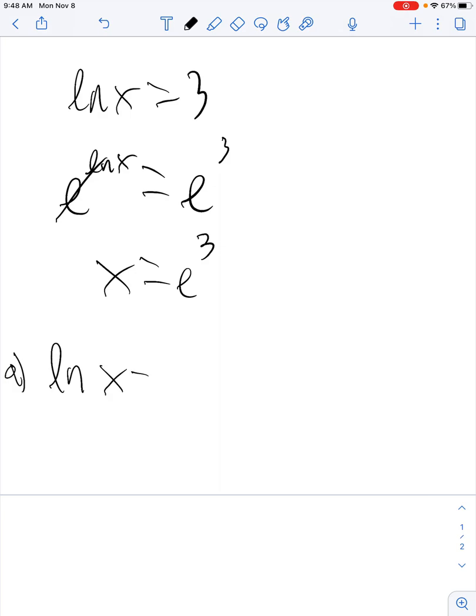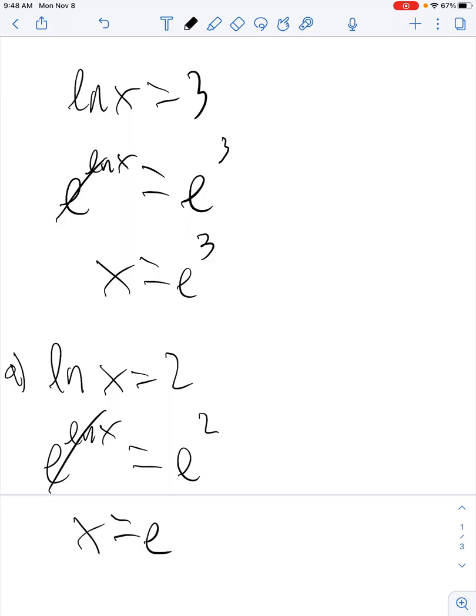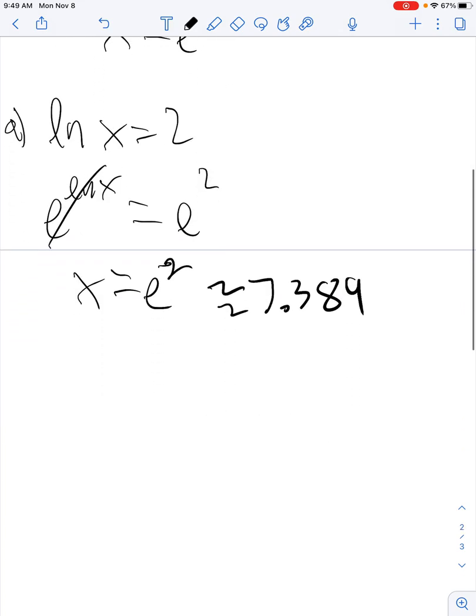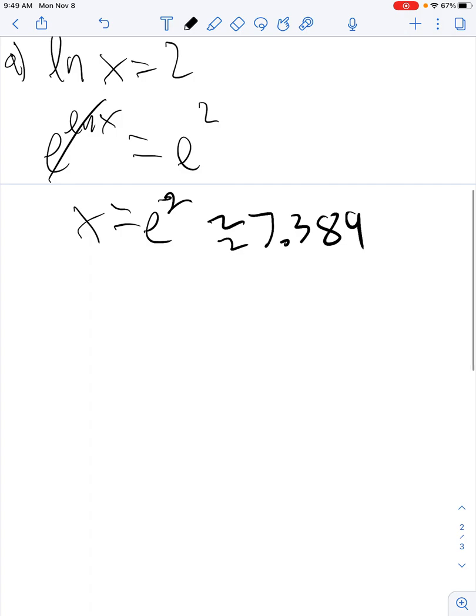So here we go. Let's call this part A: ln of x equals 2. Again, I'm going to raise it up. I'm going to use a base of e to the ln x, and anything I do on the left, I have to do on the right. So it cancels out. X equals e squared, which is approximately 7.389.